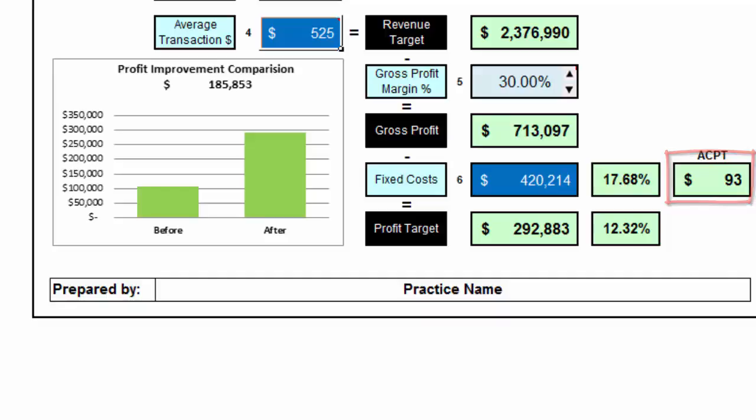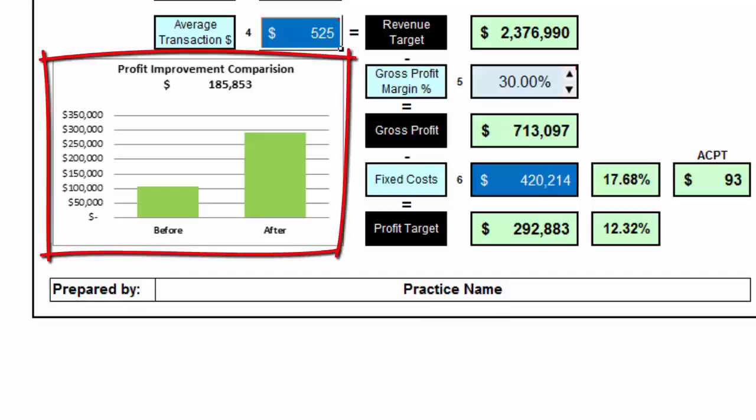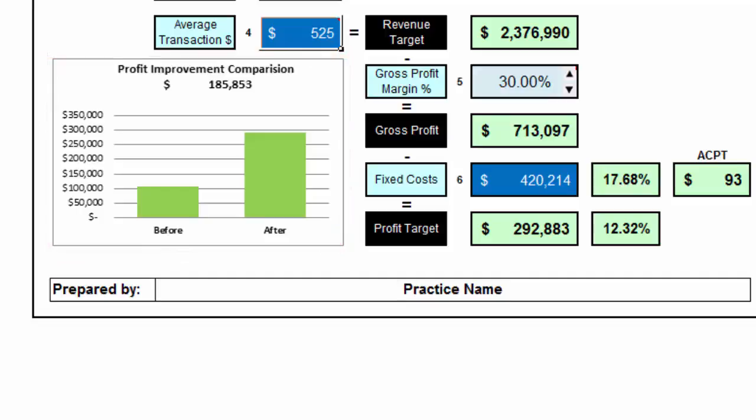And what that is an illustration of improving efficiency in our fixed costs, or utilising the resources that are produced from incurring those fixed costs. And we can now see in the chart on the left that the profit improvement comparison shows that we've increased the business profitability by $185,853.